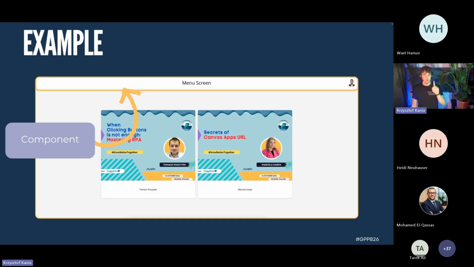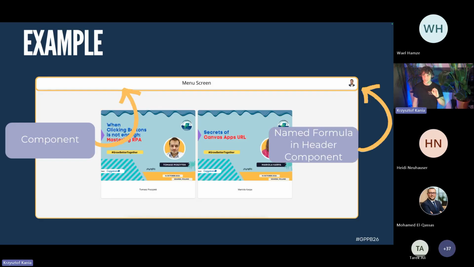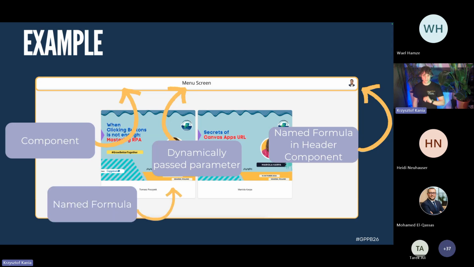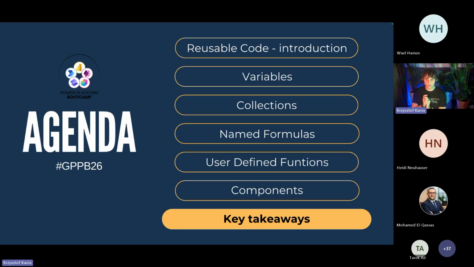So let's start. Header, it's a component. In our user photo, inside a component is based on named formula. Title of a header is dynamically passed parameter. Our gallery was created in named formula. And yes, you can see I've added pictures to named formula.